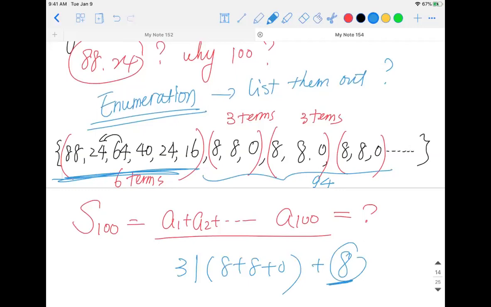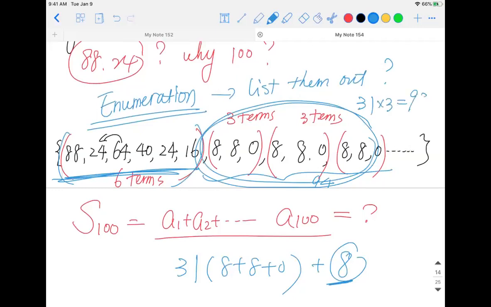So you're going to have totally the first 6 terms. This 3 as a cycle, you have 31. 31 times 3 equals 93, and you plus another remaining one. There's another 8. So that being said, A100 equals 8. You add everything together, will be exactly what you need.